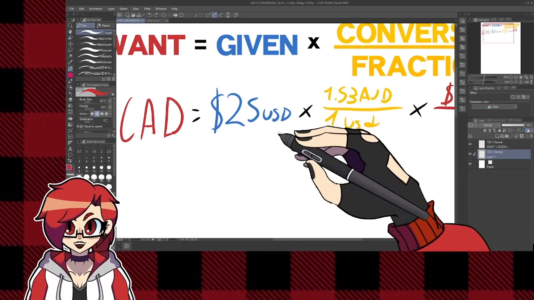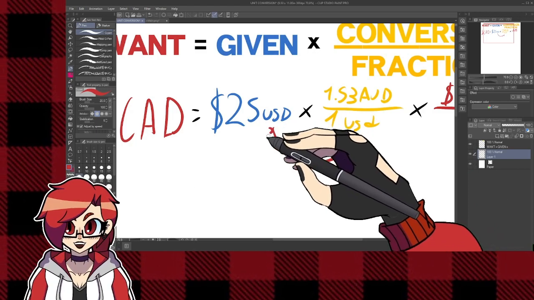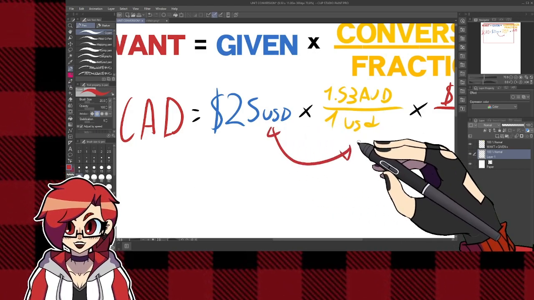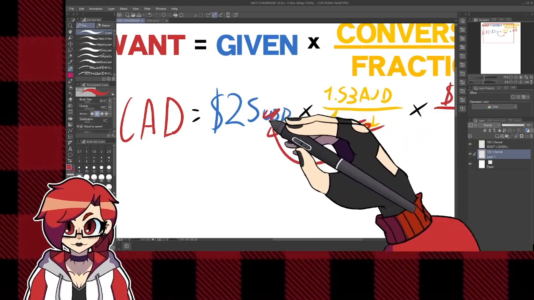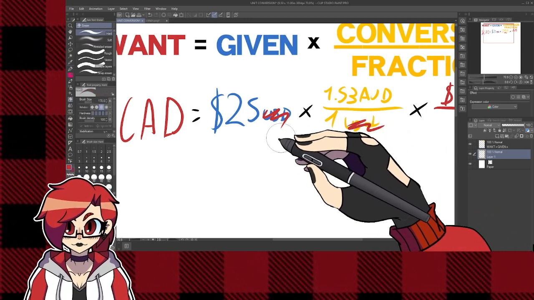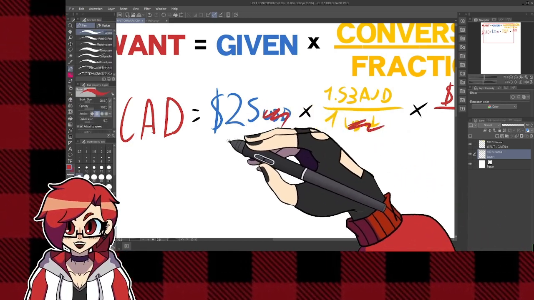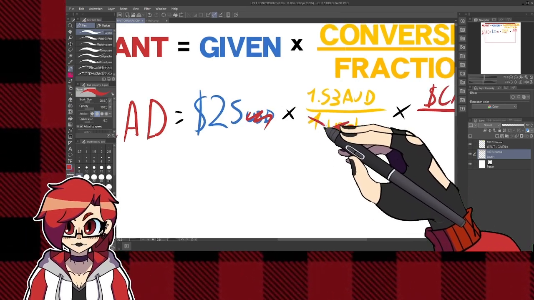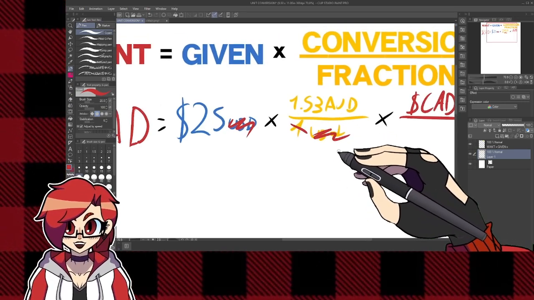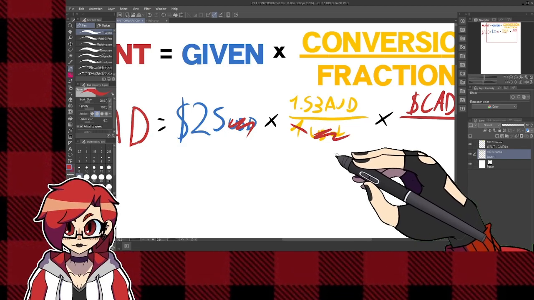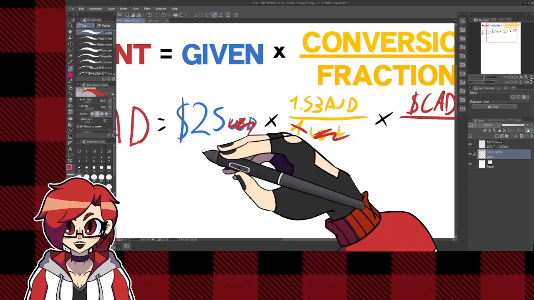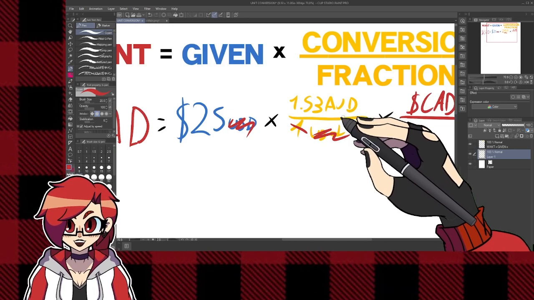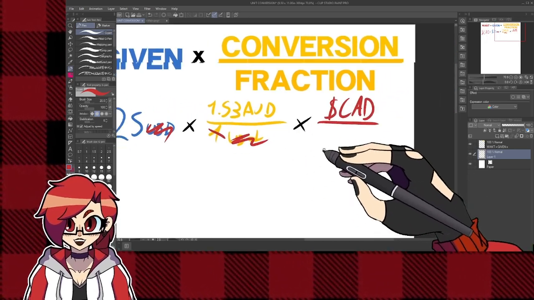So first, our funky little friend, the fraction rule, comes into play here. It tells us that because there are 2 USDs here, we can actually get rid of them, leaving us with 25 times 1.53 over 1, which also gets rid of 1 because anything divided by 1 is itself. So we're left with 25 times 1.53 AUD times CAD.